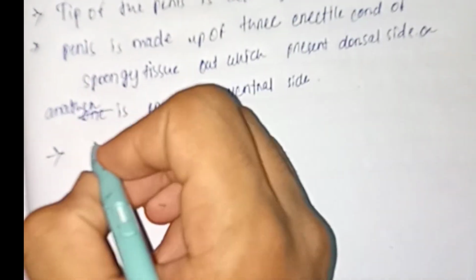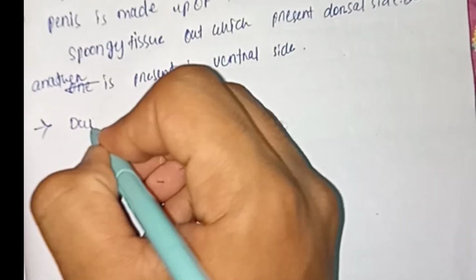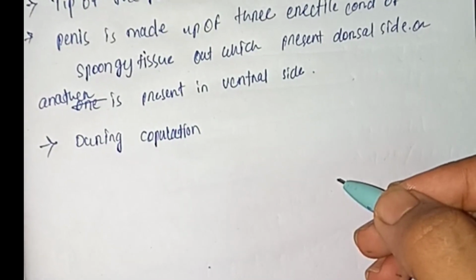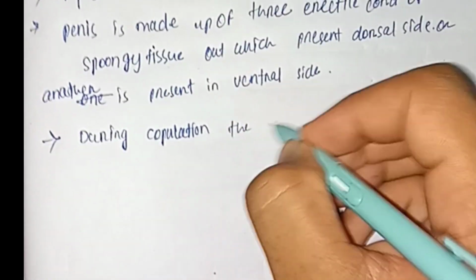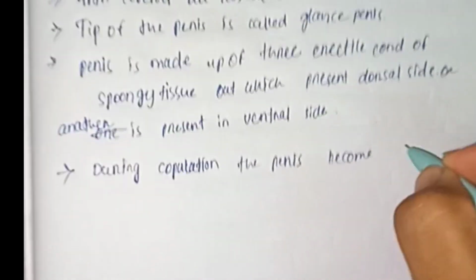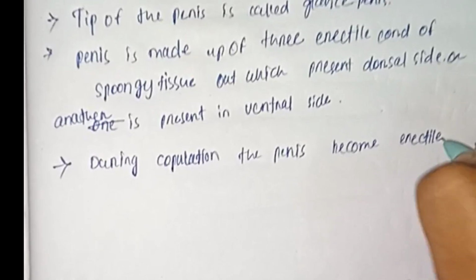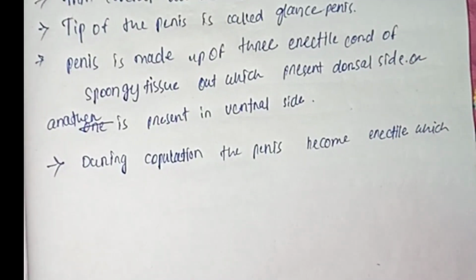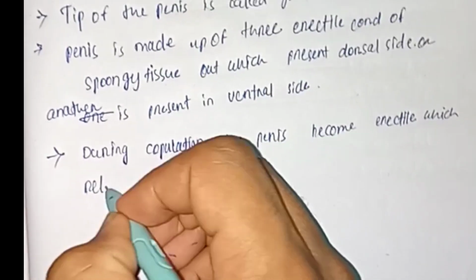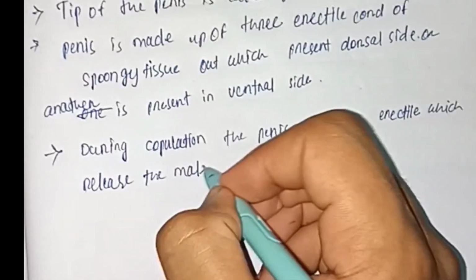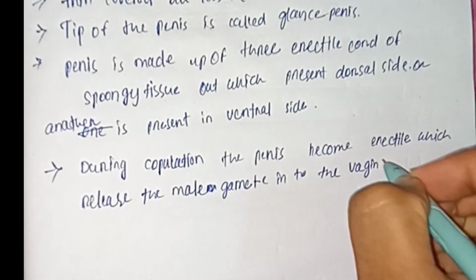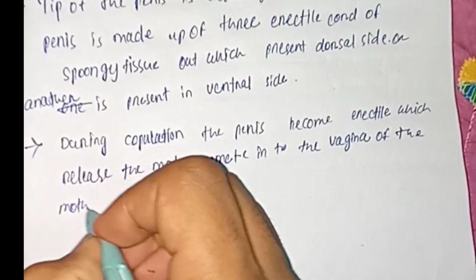Then the last point is that during sexual intercourse or copulation, the penis becomes erectile, which releases the male gamete into the vagina of the mother's body.